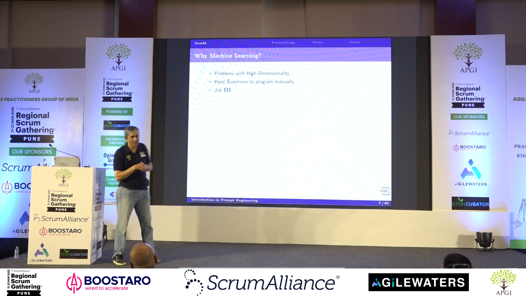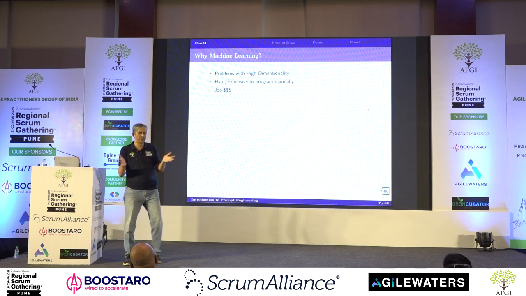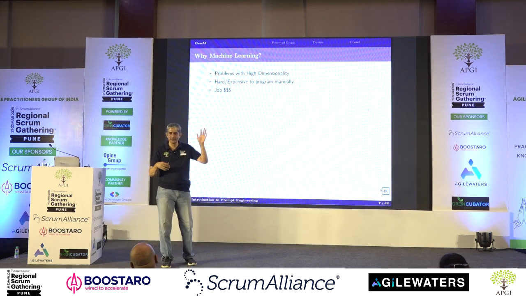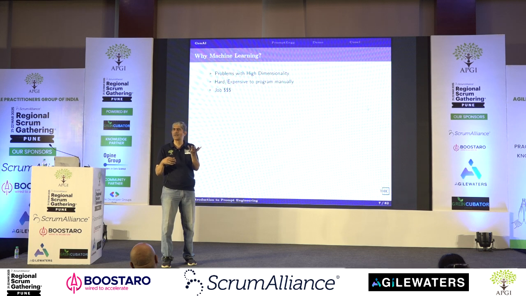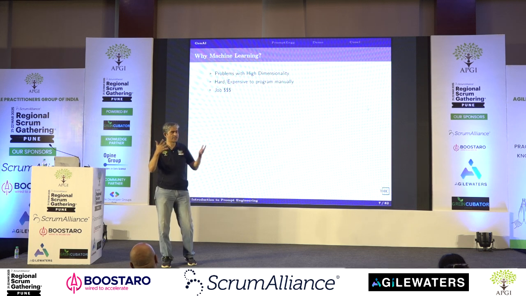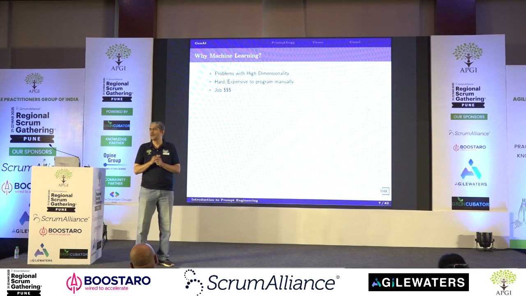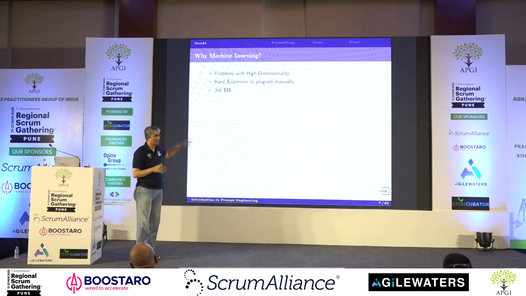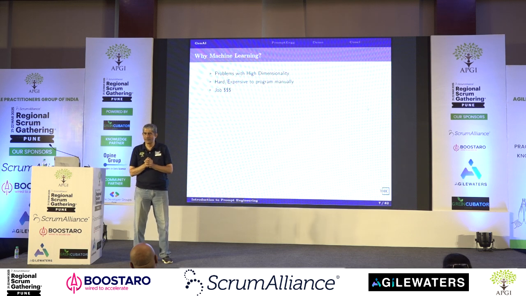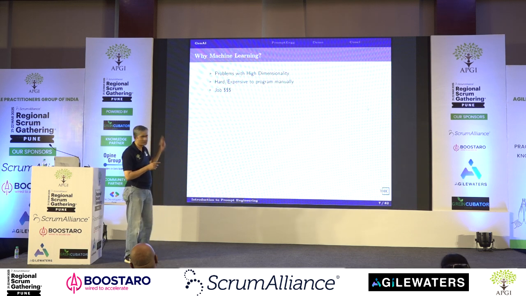Why are we doing machine learning? Problem of high dimensionality, as I said, weather prediction, 16,000 variables. Dimensionality means variables. These many features are there for the problem. Very complex problems, you can't do it with rule based. That's why we are doing machine learning. It is hard to program manually, too many variables, and of course there are jobs.